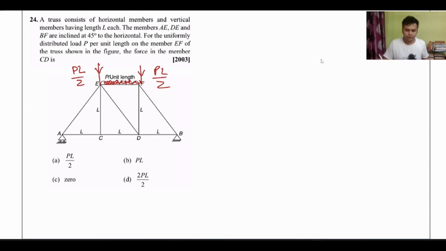So if you see now, there are two methods that you can use. You can use method of section or method of joints. Whatever method you use, you'll have to find out the reaction. So by symmetry, I can say the reaction vertical. I'm just finding the vertical. I'm not interested in horizontal. In fact, horizontal reaction is 0. There is no horizontal external force here, so where will the horizontal reaction come from?